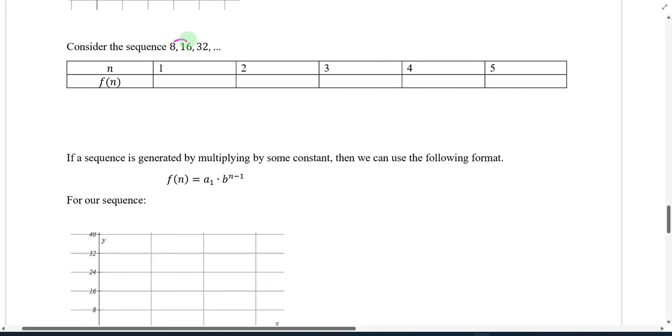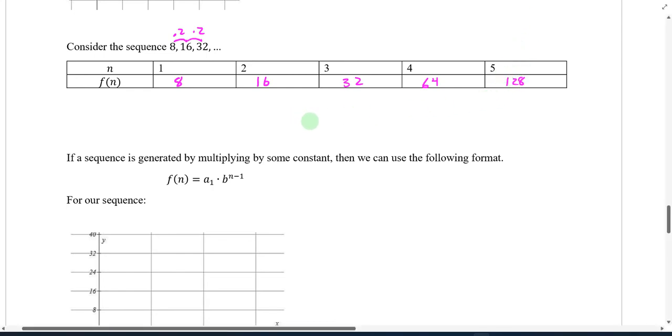Going from 8 to 16, 16 to 32, hopefully you recognize the pattern here is multiplying by 2. 8 times 2 is 16. 16 times 2 is 32. Okay, now filling in our table is pretty easy, right? n being 1 means the first term, so that would be 8. The second term is 16. The third term is 32. And then we would just need to continue the sequence on our own using the pattern that we described. So we do 32 times 2 to get 64, and then 64 times 2 to get 128.